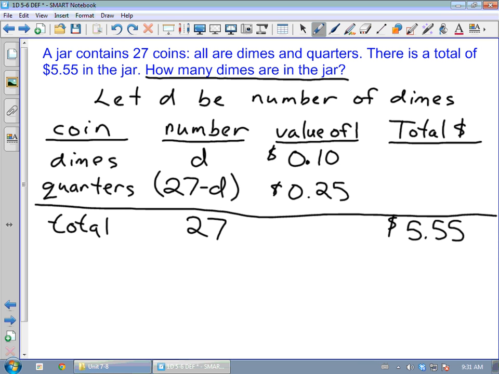Now, if I have D dimes, each one of them is worth 0.10, how much are they worth in total? I just have to multiply this. D times 0.10 is 0.1 times D. If I've got 27 minus D quarters, each one of them is worth $0.25. The total dollar value of all of those things is 0.25 times the number that I have, 27 minus D.